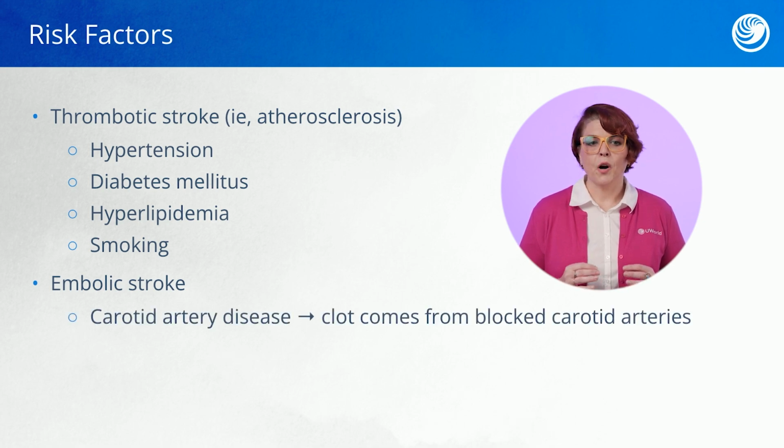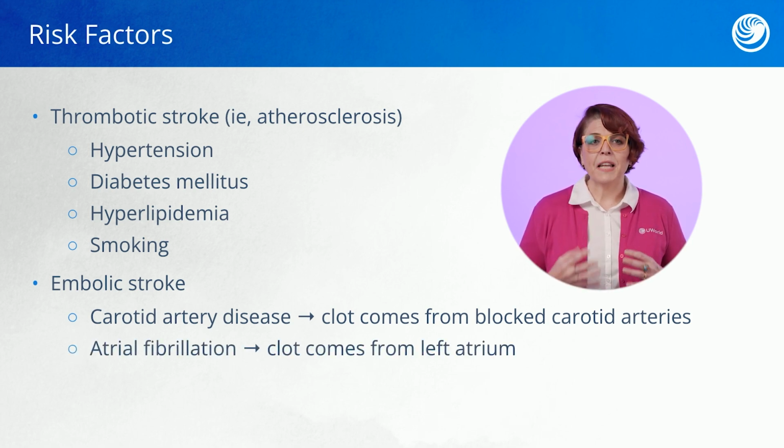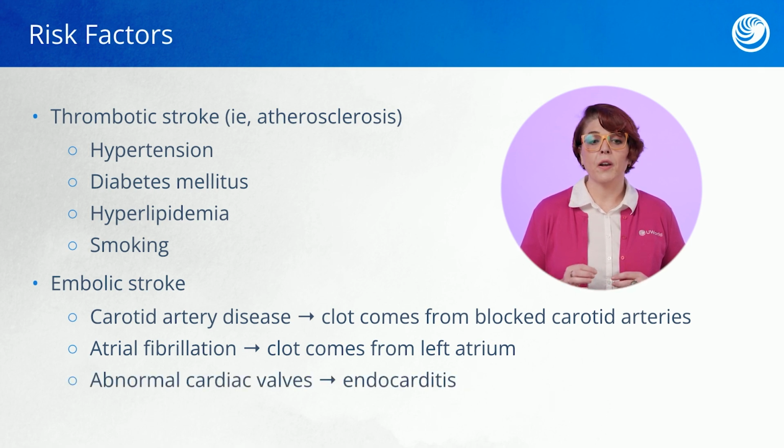You can have carotid artery disease, so you're thinking of atherosclerosis in the carotid artery. You can have atrial fibrillation, so your atria are fibrillating. That can cause a clot, and if our patient goes into sinus rhythm, that clot will move straight to the brain. You can also have abnormal cardiac valves from infective endocarditis. Now, this is from vegetation or material that grows on the valve and then will break off, moving to the brain.